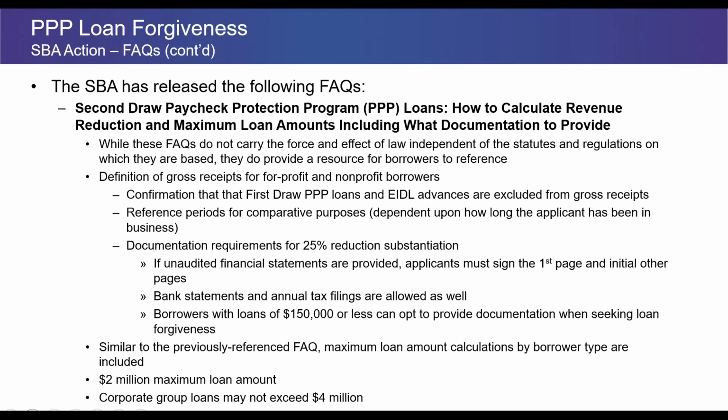So that's something to keep in mind as well if you don't want to go through the process of gathering that information right now, but would like to apply and still get that money in-house. And similar to the first round that I referenced earlier, this provides the maximum loan amount calculations by borrower type. And whereas the first round had a $10 million limit, the second round of PPP, second draw as we call it, has a $2 million maximum loan amount. And corporate groups, which we define on the prior slide, their loans may not exceed $4 million.